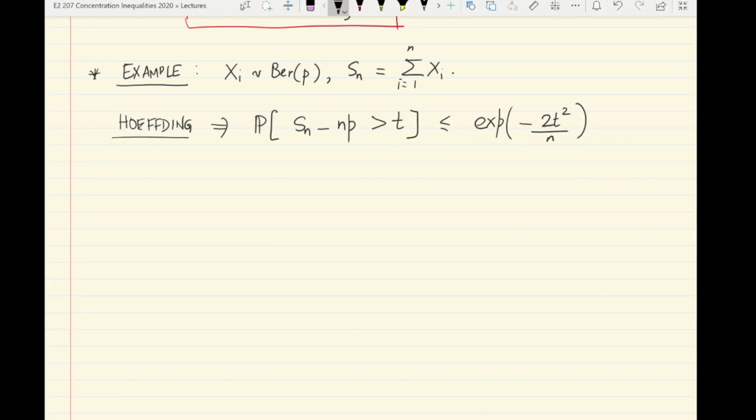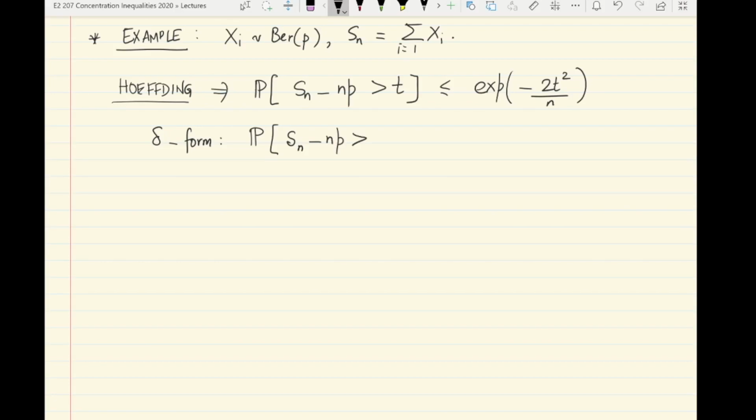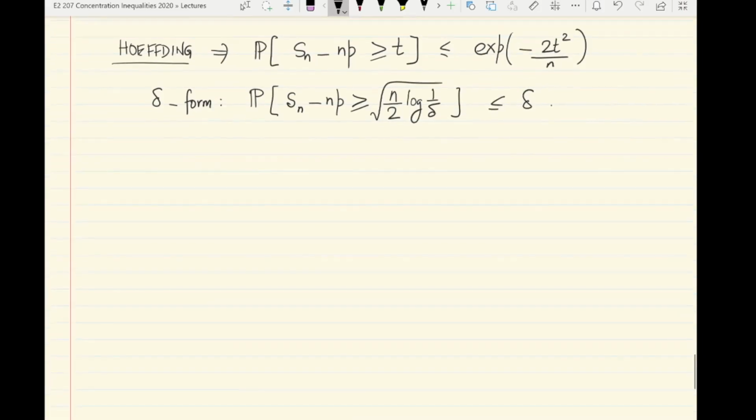So a and b are set to 1 here because that's the range of every Bernoulli random variable. Equivalently, the delta form of Hoeffding's inequality says that with probability at most delta, this event occurs: Sn minus np is greater than or equal to square root of n into log 1 by delta, at most delta.